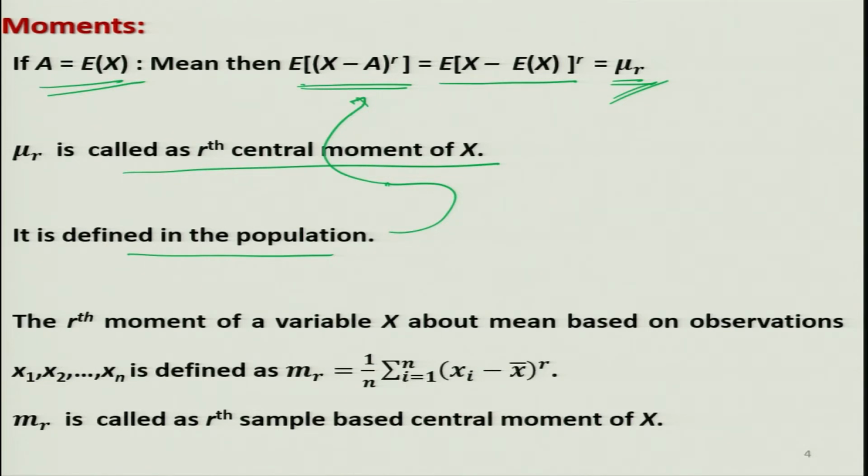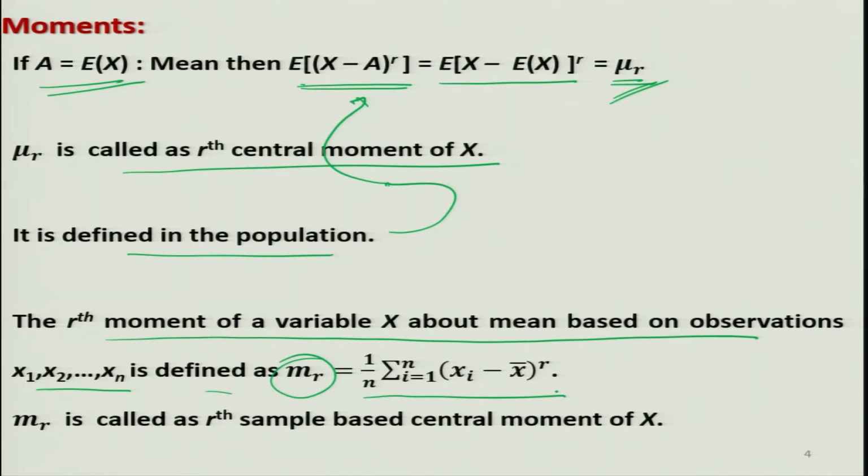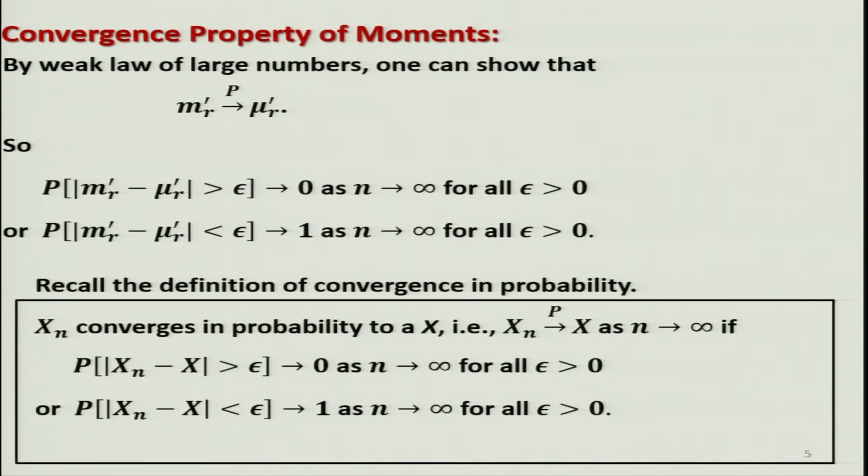Now, in case you want to compute it on the basis of a given sample of data, then the rth moment of a variable x about the mean, based on the observations x1, x2, ..., xn, is defined as m r, which is simply 1 upon n summation i goes from 1 to n (xi minus x bar) raised to the power r. So, this is only the arithmetic mean of the deviations (xi minus x bar) raised to r, and this m r is called the rth sample based central moment of x.